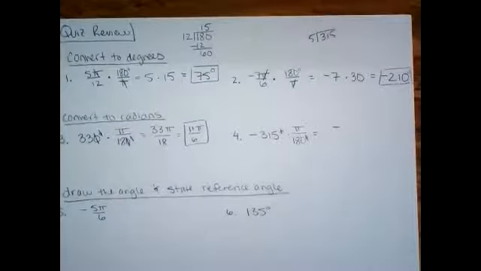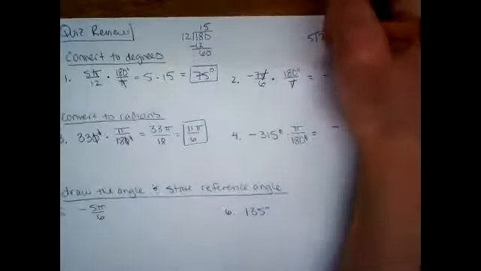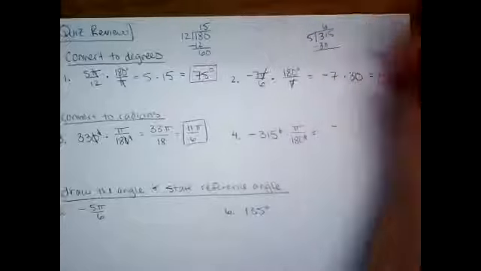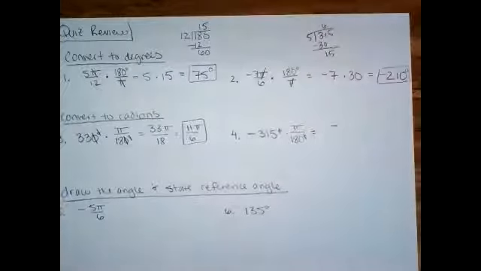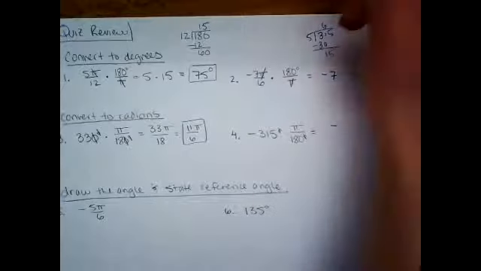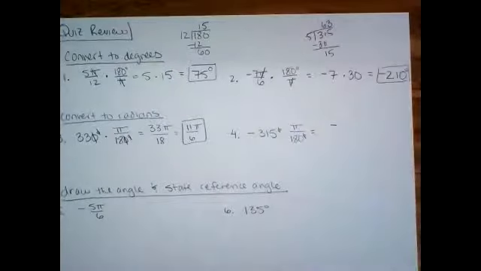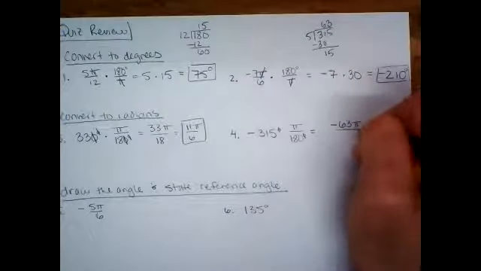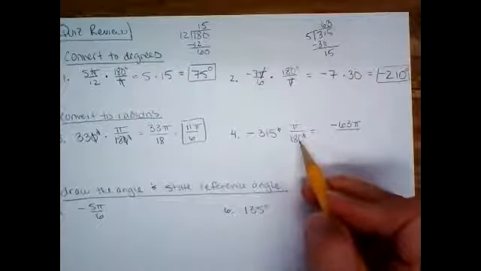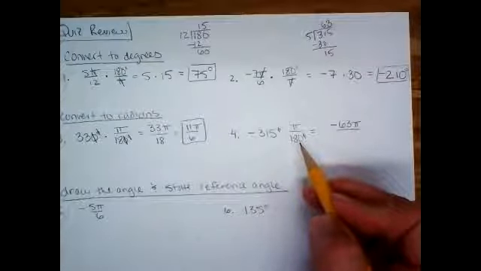5 goes into 31 how many times? 6. Good. 5 times 6 is 30. Subtract, you'll get 1, bring down the 5. 5 goes into 15 3 times, so you get 63. So that's -63 pi over, and then you would do 180 divided by 5. You can work that out, but you remember how I told you probably just want to know that one because you do it a lot.